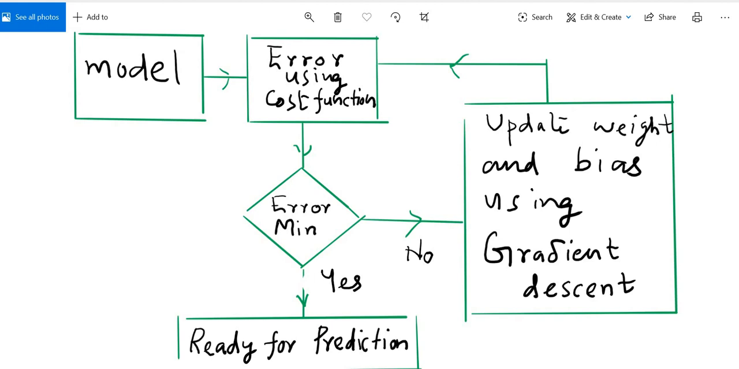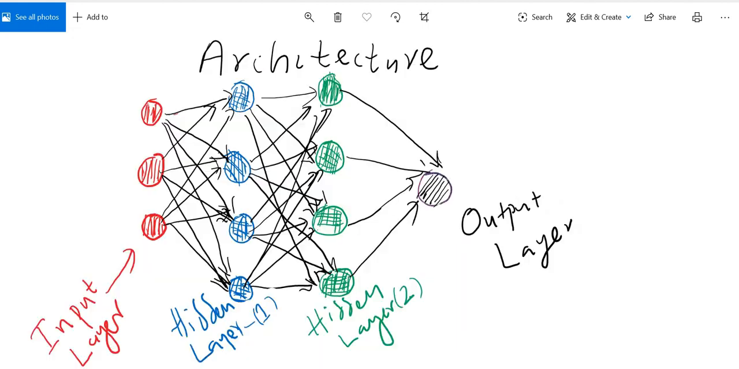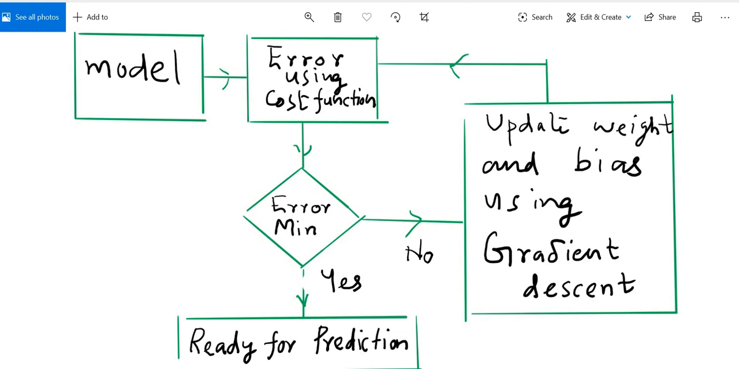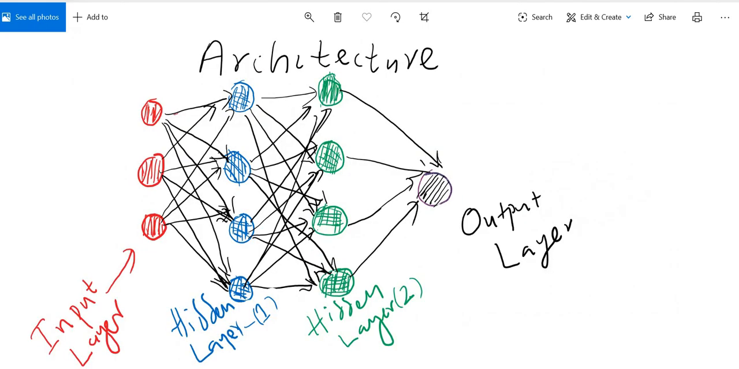In the forward propagation, we moved from the input layer to the output layer. But in the back propagation, we move from the output layer to the input layer through the hidden layers. So we go back and update the weights and biases using the gradient descent algorithm so that the cost function is minimum.